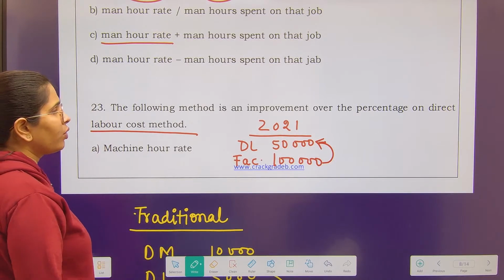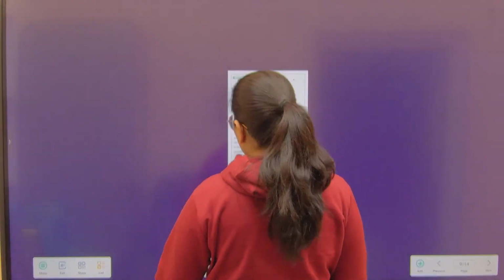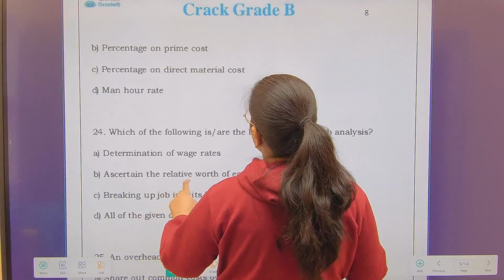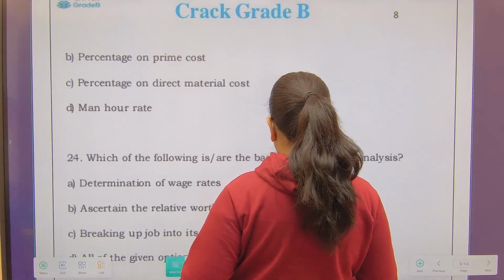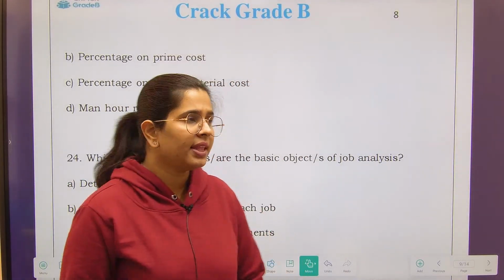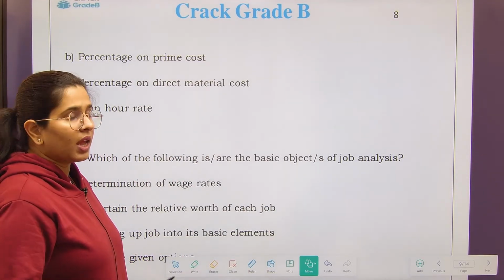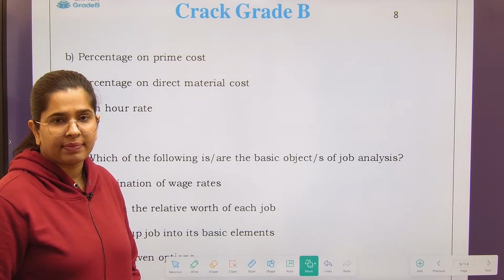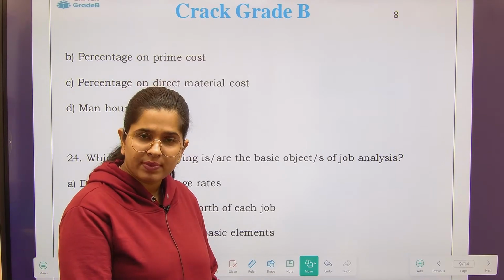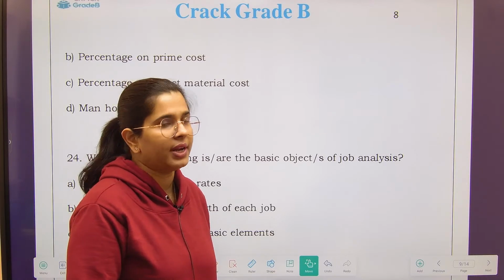Now what is the improvement on that? Machine hour rate is your number one option. Percent on prime cost, percentage on direct material cost and the man hour rate. Now what should be the correct version over here? See, there is nothing of a correct sort over here. Let me tell you one thing, it depends on the situation. If your overheads have been incurred due to the usage of machinery, then machine hour rate should be used for allocation of overheads, right?